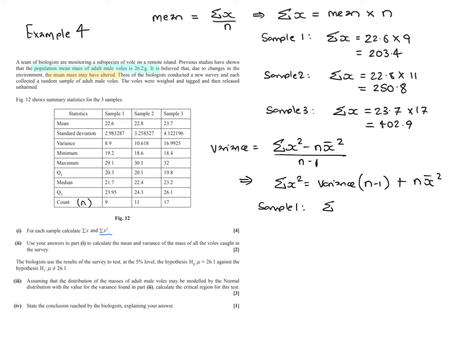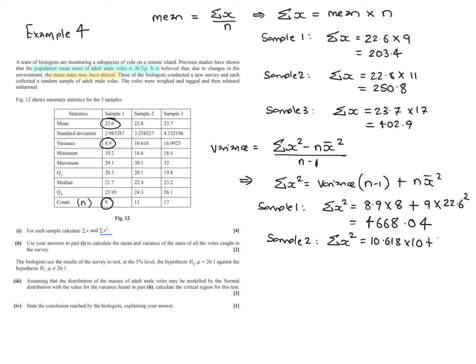So for sample 1, sigma x squared will equal its variance, which is 8.9, multiplied by n minus 1, which is 8, add n, which is 9, multiplied by x bar, which is 22.6 squared. This can then be evaluated very simply on the calculator, and this comes to 4,668.04. We can do similar calculations for sample 2, where sigma x squared will be equal to 10.618 multiplied by 10 plus 11 multiplied by 22.8 squared, and that comes to 5,824.42. And then for sample 3, sigma x squared will be 16.9925, not such a nice value, multiplied by 16 plus 17 multiplied by 23.7 squared, and that comes to 9,820.61.